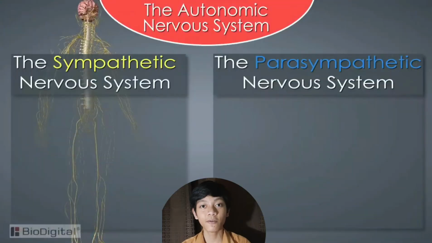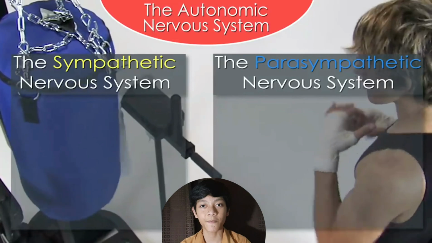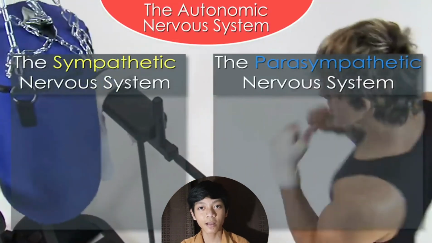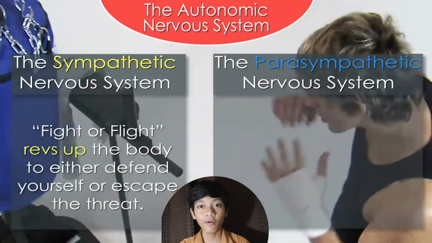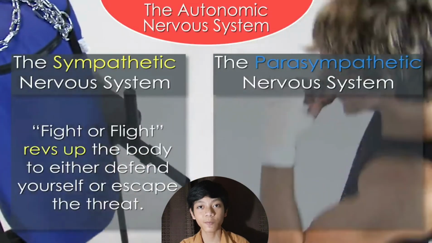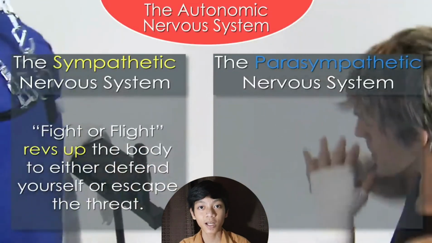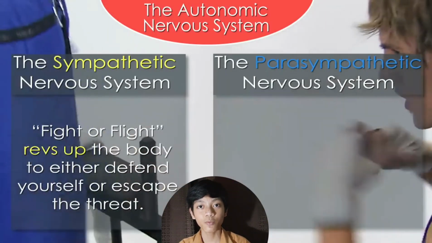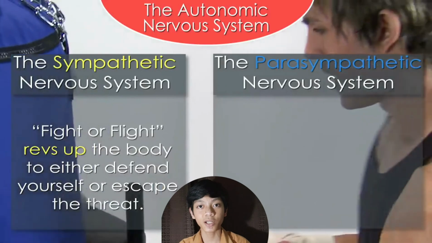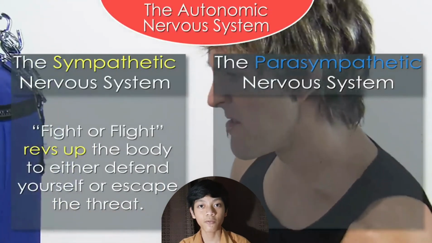The autonomic nervous system is further divided into the sympathetic nervous system and the parasympathetic nervous system. The sympathetic nervous system is vital to our survival. Have you ever heard of the fight or flight response to danger? The sympathetic nervous system revs up the body when confronted with imminent danger to either defend yourself or to escape the threat.